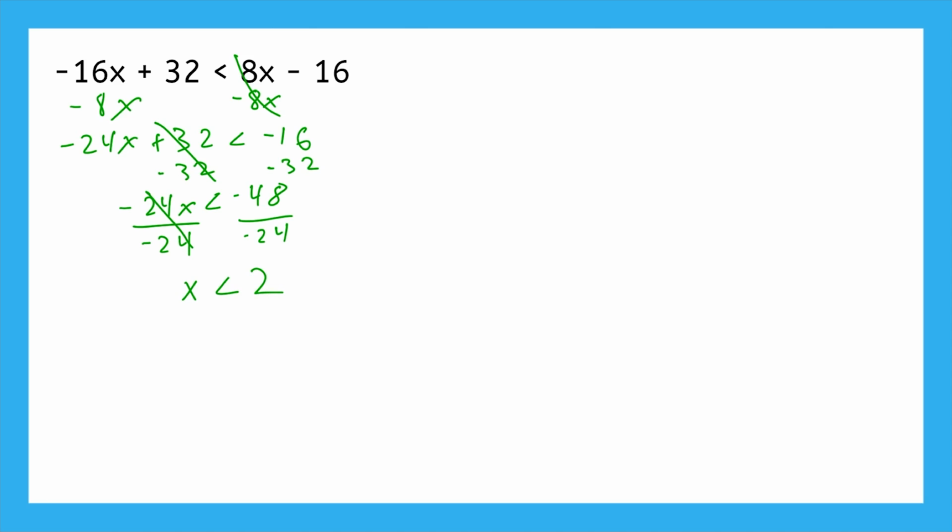Wait, that can't be right. We solved the exact same problem a minute ago, and it said that x has to be greater than 2. Well, what's going on here? The key is that last step when we divided by a negative number. Remember what we said at the beginning of the video. If you multiply or divide the whole problem by a negative, it'll also flip the inequality symbol around. So when we divided by a negative, the sign should have flipped, giving us the correct answer of x being greater than 2.